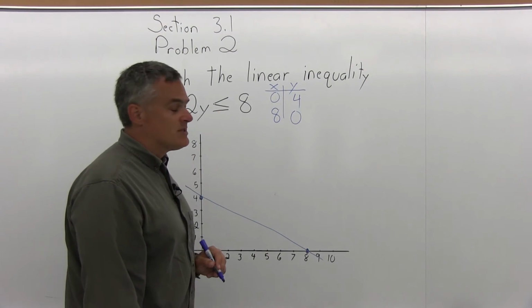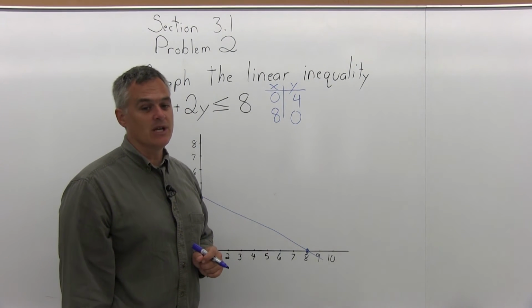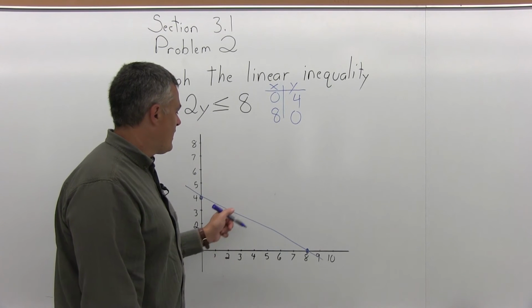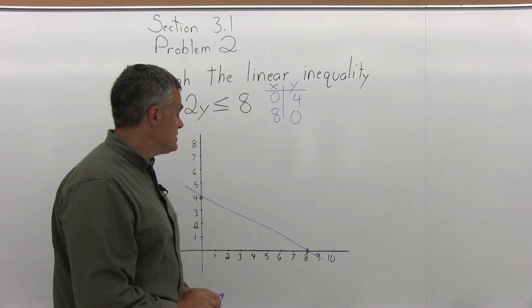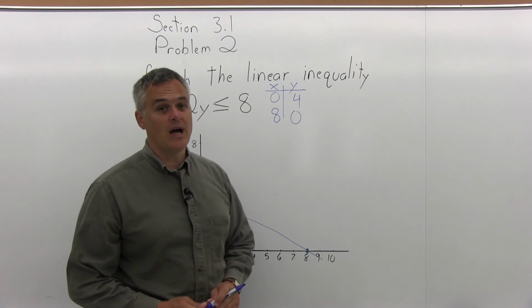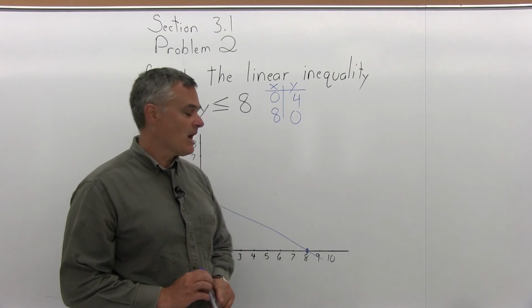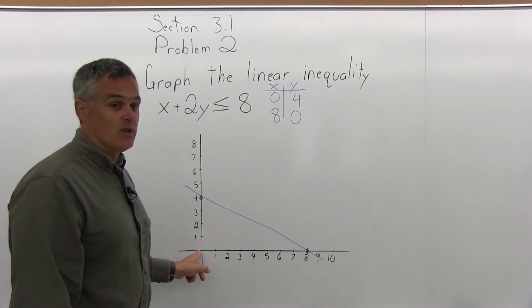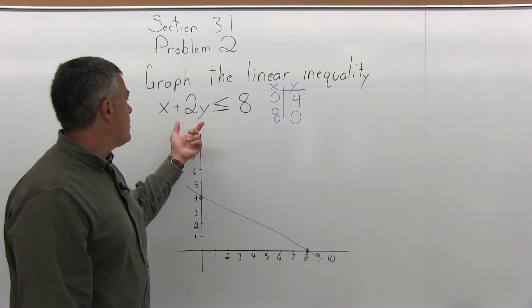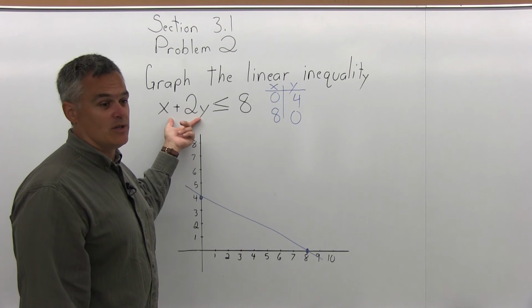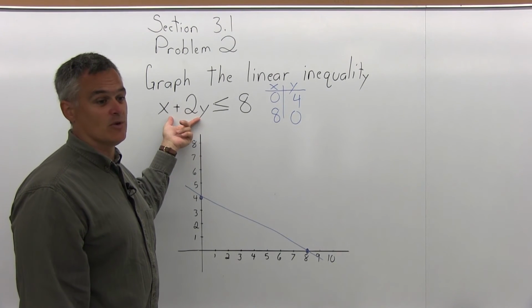Step 4 is determine which half of the graph you're going to shade. Do I shade below that line or above? So to do step 4, what you want to do is choose a test point that's not on the line. Use (0, 0) if you can. (0, 0) is here. It's not on the line, so we can certainly use it. Plug the x and y coordinates of your test point into the linear inequality that you want to graph and see if the result is true or false.